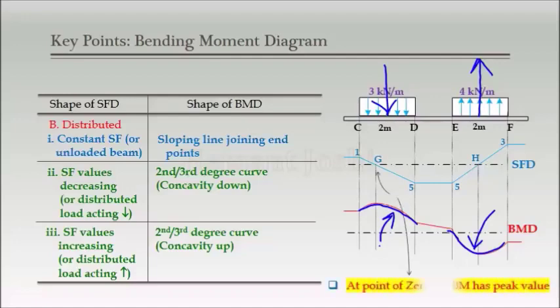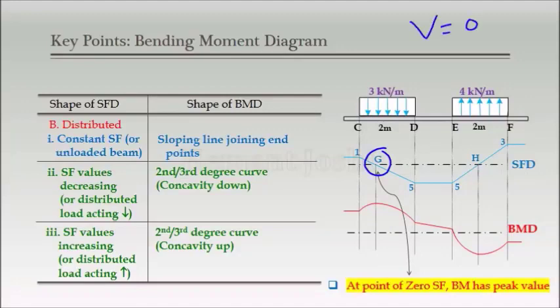That will remain same for the next case also. Whenever UVL is acting, there is also concavity up or down, depending upon same thing. I will show in next slide about this one. But one interesting point we have to observe here. See, think about this particular point, G point, where shear force equal to 0. And we already know that dM by dx is nothing but shear force. So whenever any derivative becomes 0, that particular function may have maximum value or peak value.